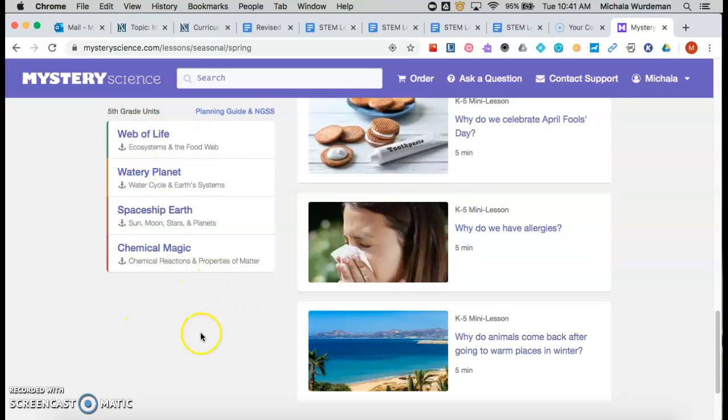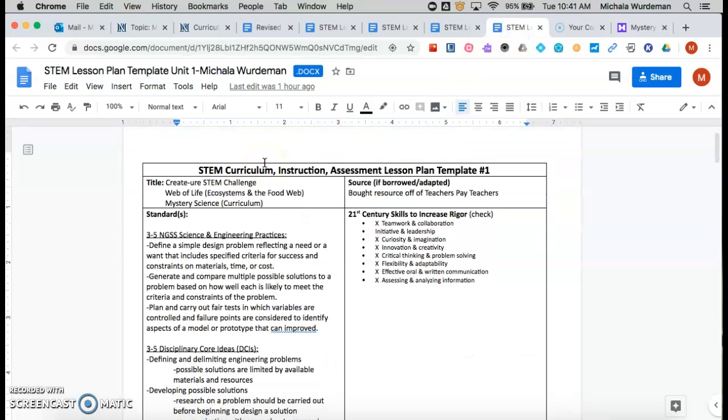So here are my 4 units that I'm going to be touching on, and I'm going to share with you the different projects that I came up with for each unit. The first one is our Web of Life unit. So for that one, I came up with a Create Your STEM challenge, and that goes right along with our Web of Life, our ecosystems, and the food web.